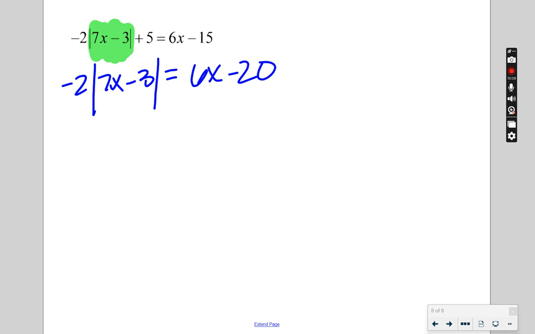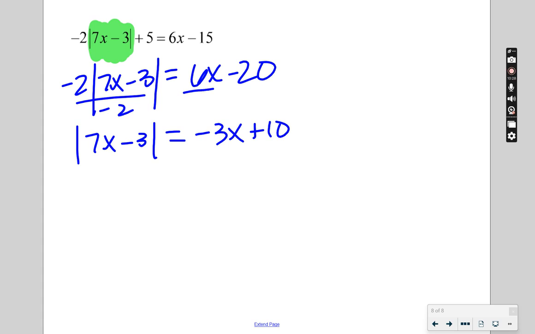Divide by -2. Okay, so we've got absolute value of 7x minus 3 equals, what will I have over here? Ooh, not 12x. Yeah, -3x plus 10. If you want to write the divided by -2, you're welcome to do it. Like that. Might be a little easier. Okay, this one's a little weird because I've got an x over there.